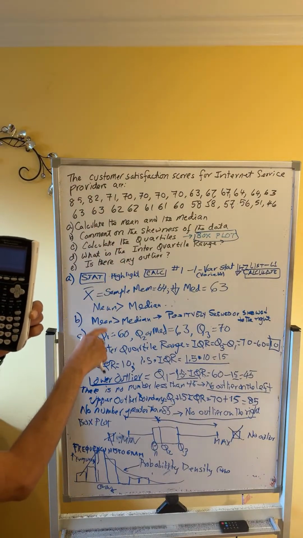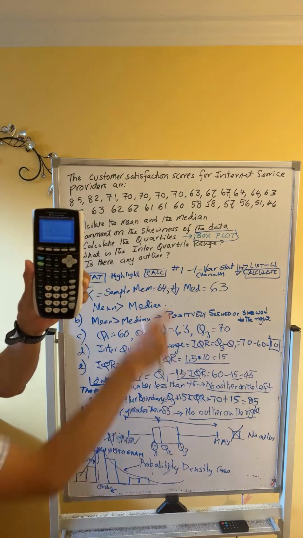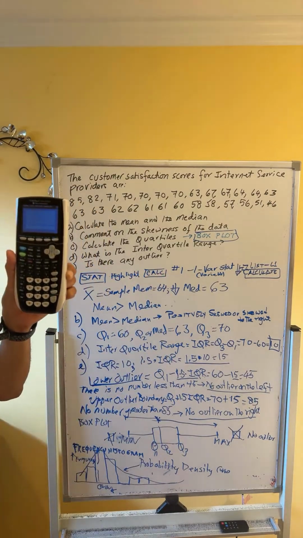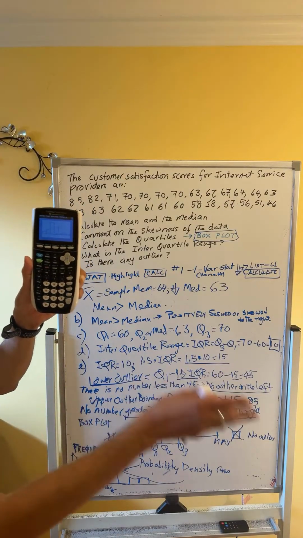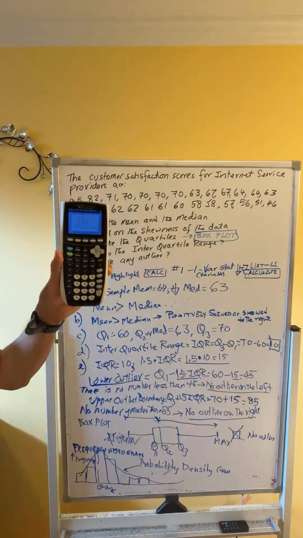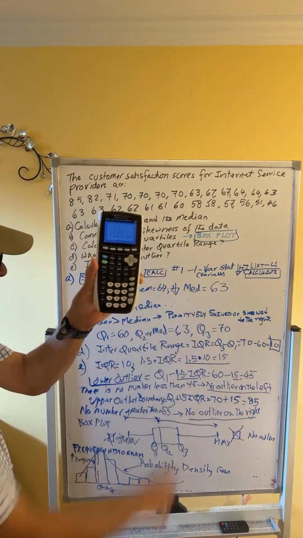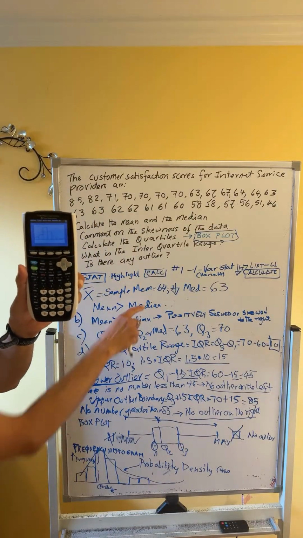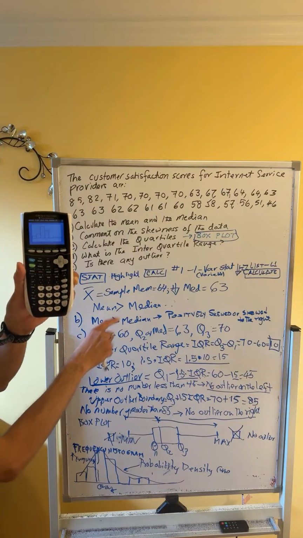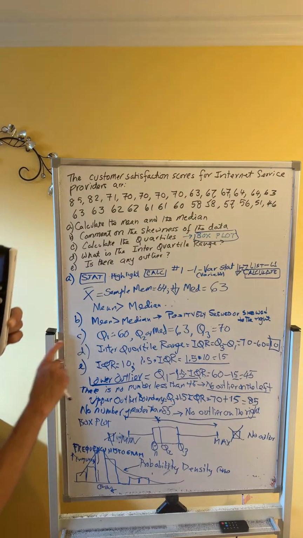Then do stat, then you highlight calc on the top row, then press number 1, which is 1-Var Stat. Your list is already L1, you just bring the cursor down to calculate and calculate, and you'll get the mean and the median. Remember, mean is the arithmetic average, median is the 50th percentile. Here the mean is greater than the median, so it is skewed to the right, positively skewed.